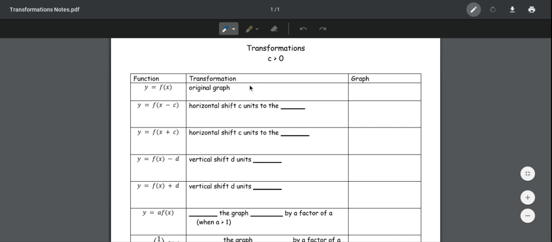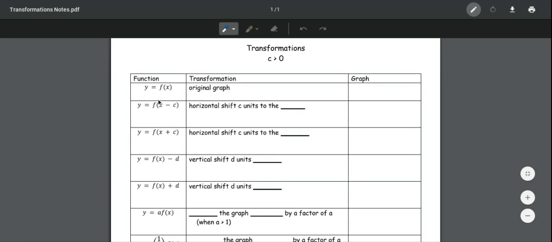Today I want to talk about transformations. And this is the worksheet that you had to download. Basically what we're talking about is any function. It doesn't matter what the function looks like, whether that function be absolute value, quadratic, linear, cubic, any of those functions that we talked about yesterday. We can transform any function using these things.